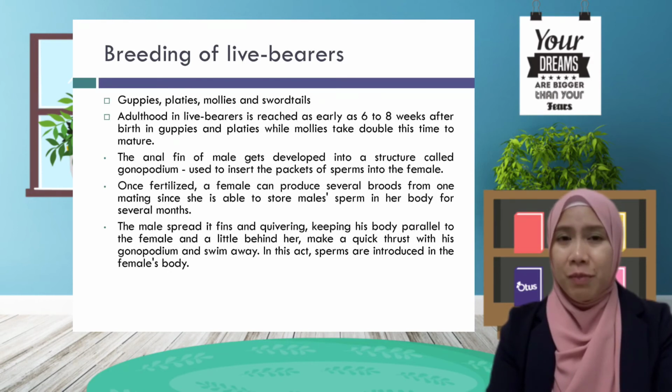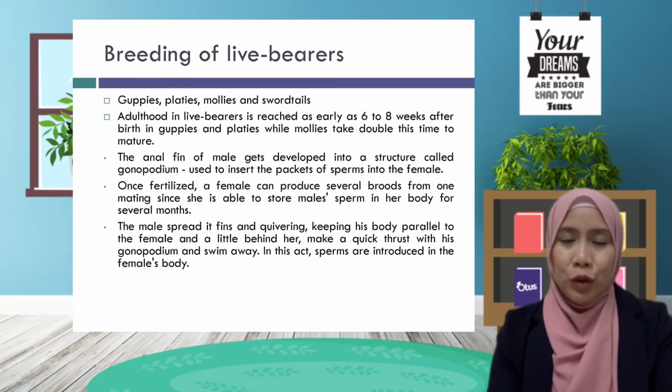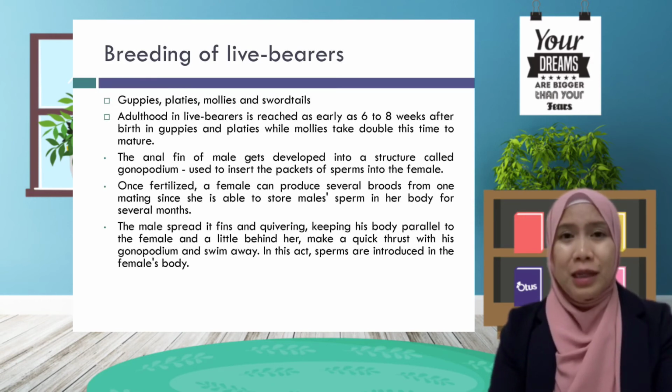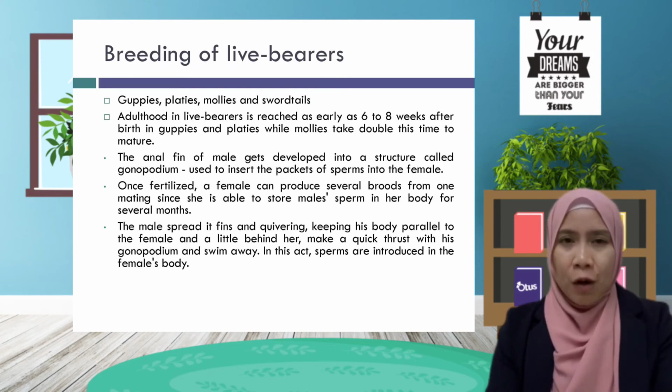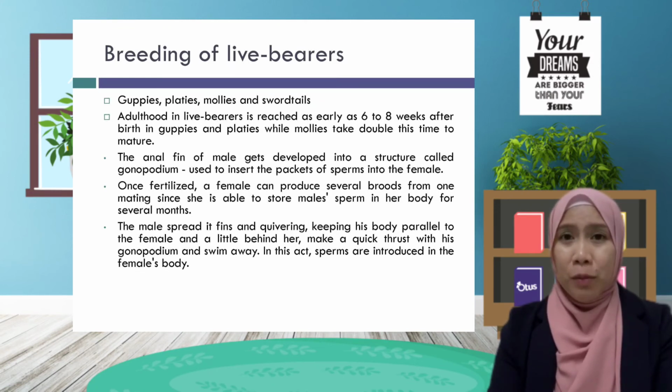Adulthood in live bearers is reached as early as 6 to 8 weeks after birth in guppies and platies, while mollies take double this time to mature. In order to fertilize the female, the anal fin of the male develops into a structure called the gonopodium. This is used to insert the packet of sperm into the female fish. Once fertilized, a female can produce several broods from one mating, since she is able to store male sperm in her body for several months.